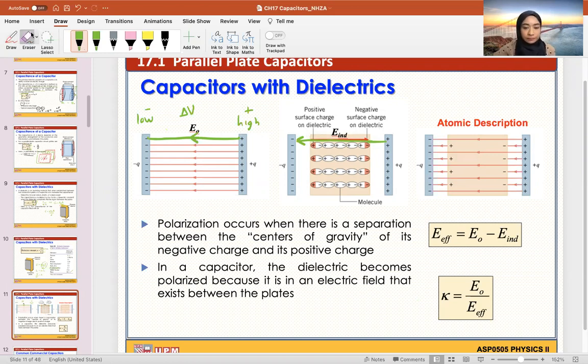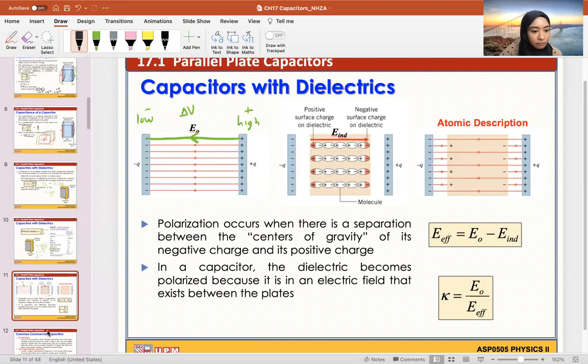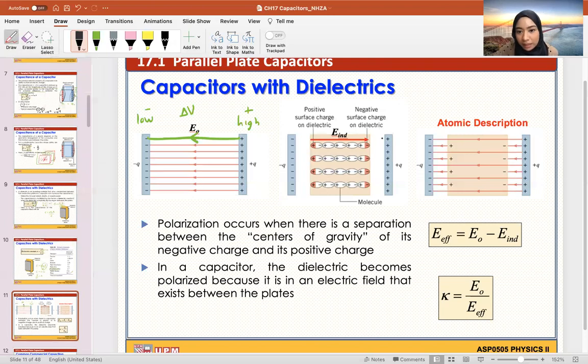So what happens now? Okay, so when I have an electric field, okay, how do I draw this nicely? Okay, never mind. I will try my best. Okay, so remember E goes from positive to negative, right? So we are starting off with this one over here. This is our regular E without the dielectric yet.